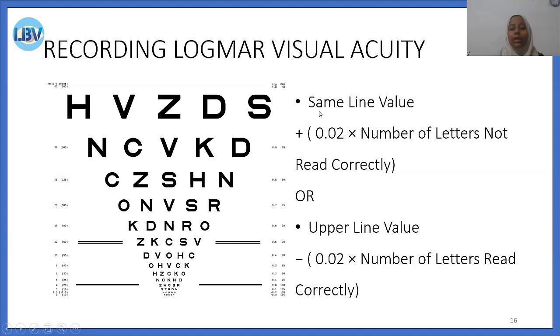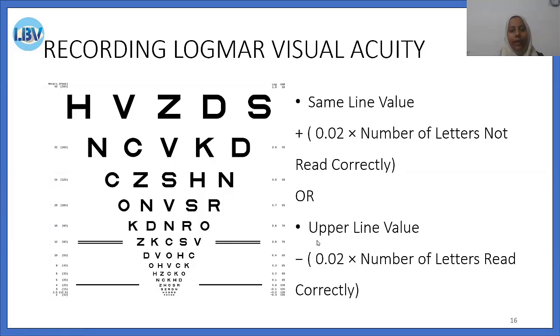So here is the formula. Same line value, that is 0.9, plus 0.02, that is the value of each letter, multiplied by the number of letters not read correctly. That is 2. So 0.02 multiplied by 2 is equal to 0.04, and the same line value is 0.9. So the answer is 0.94. This is the visual acuity of that person.